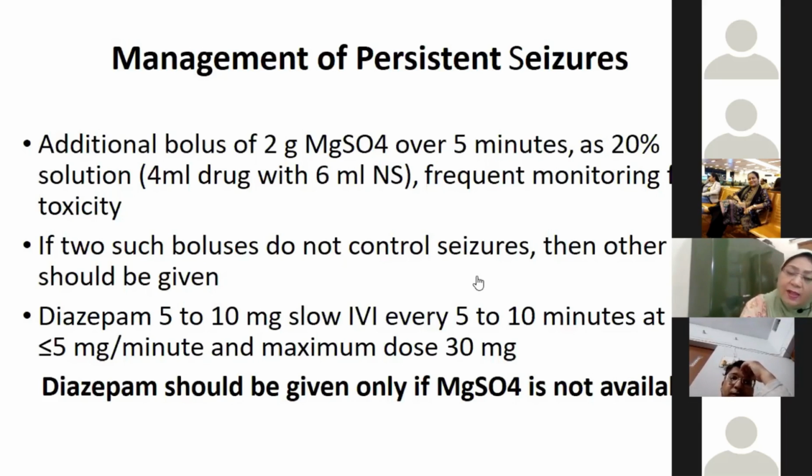And it is not a very good drug for eclampsia. Use it only if magnesium sulfate is not available, or only when you are unable to control the seizures after 2 additional doses. The woman who is managed with diazepam in eclampsia has a poorer outcome as compared to a woman who is managed on magnesium sulfate. Next, please.